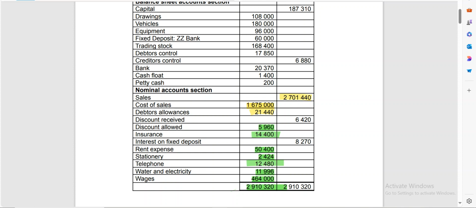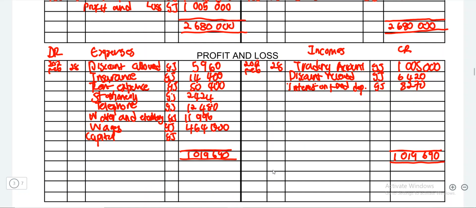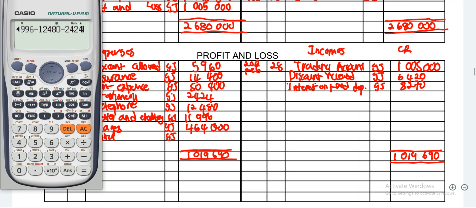2,424, yeah, it's fine. So now once you've done this, you would then subtract the next one, which is 50,400. So we say minus 50,400, and then you will also say minus 14,400, and then you also say minus 5,960, and then you will get the amount that we are going to take to our profit and loss, which is 458,080.